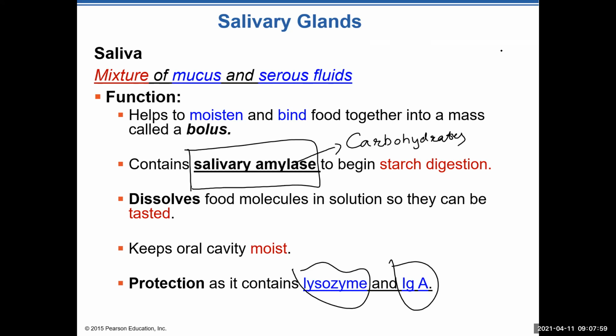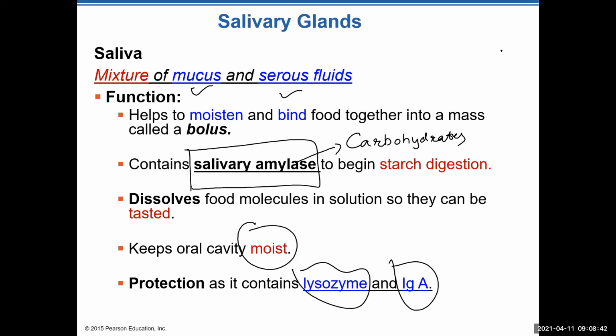And what is the function of saliva other than that? It keeps our oral cavity moist. It is also rich in a lot of mucus and serous fluid, so it contains mucin because it has mucus in it. And very important, when we chew the food, that food has to be bound together. So with the help of the tongue, the food is mixed with the saliva and moistened together, forming something called a bolus.